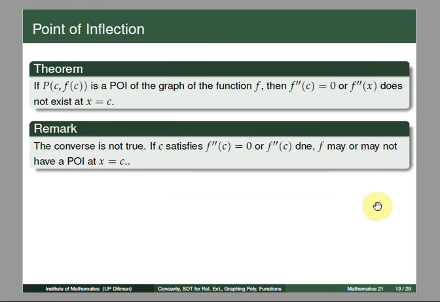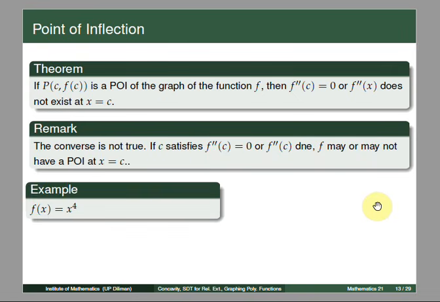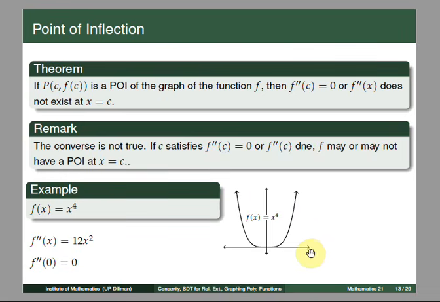Let us look at some examples where this happens. First, let us consider x to the fourth. It is easy to verify that its second derivative is 12x squared and f double prime at 0 is 0. But we notice on the graph of x to the fourth that there is no point of inflection at x equals 0. Concavity actually did not change. It's still concave up on the left of 0, concave up on the right of 0. So there is no point of inflection.